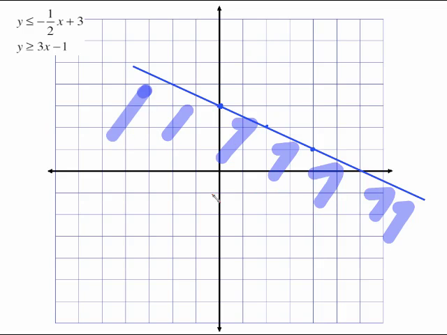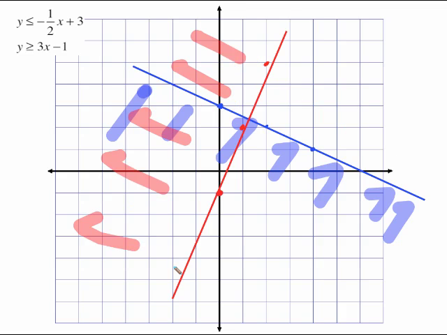To do the next line, it has a y-intercept of negative 1, a slope of 3, which is up 1, 2, 3 to the right 1, 1, 2, 3 to the right 1, and let's draw the line here, which looks about like this. And it is greater than, so we are going to shade above.